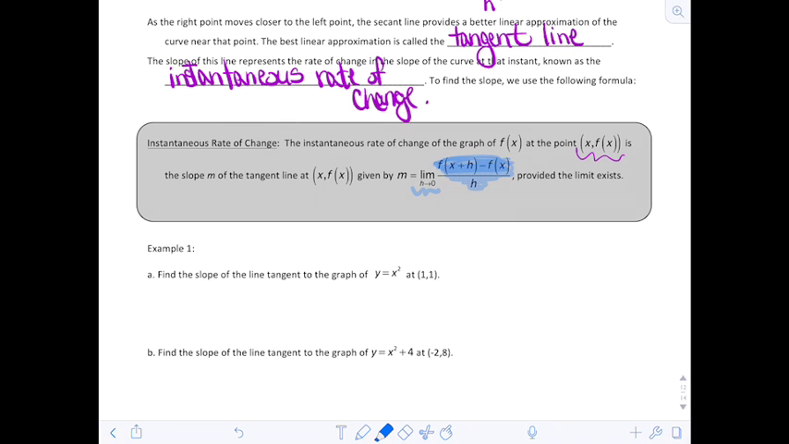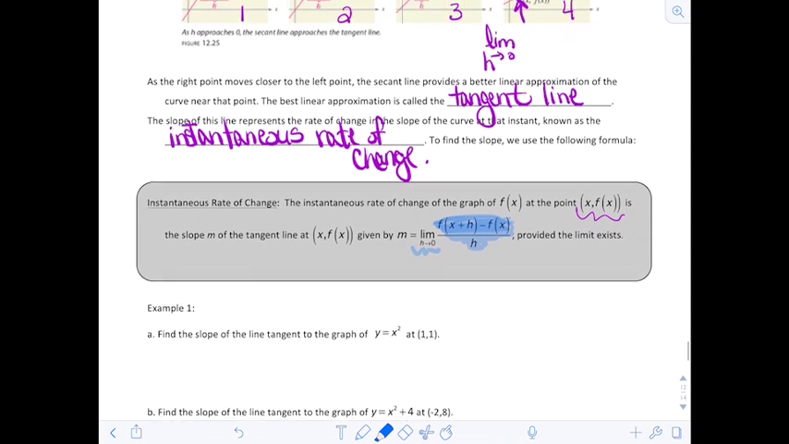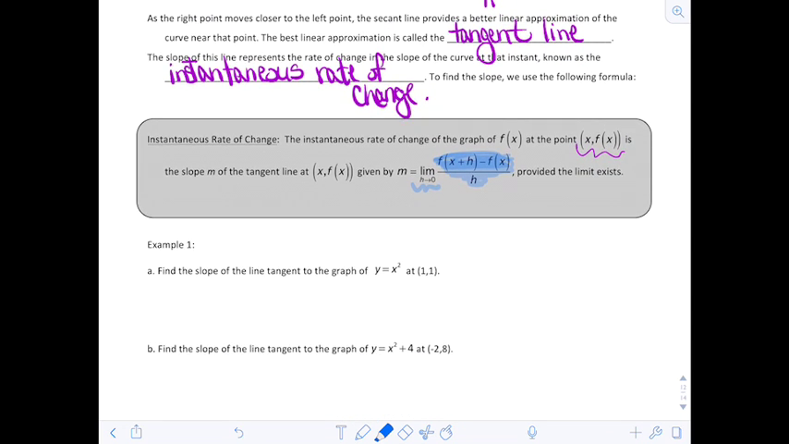So it is still kind of like the slope formula, but we don't have 2 points. We just have that h value. So we're taking f(x + h) minus f(x), so we're getting that difference. And then we don't have a difference of x values, we just have h, and again, we're letting h approach 0. So this is going to give us the limit of the function, which will in turn be the slope.